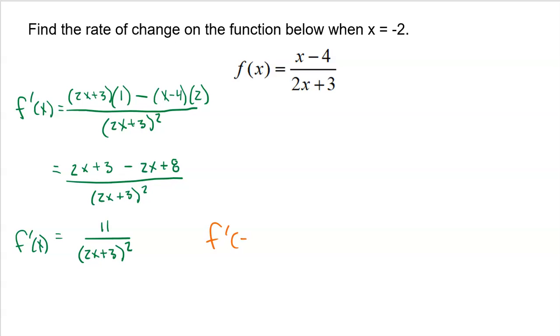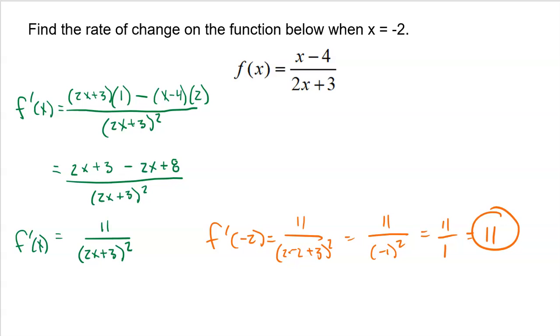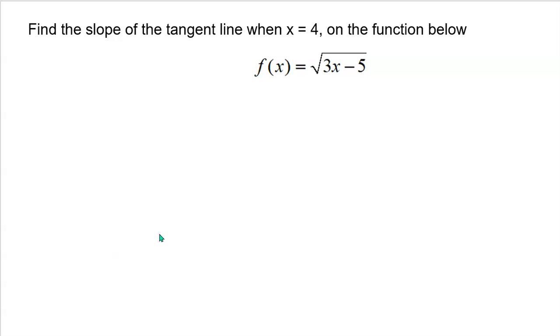So here I go. The derivative when x equals -2 is going to produce the slope at that point, or the rate of change. So that's 11 divided by 2 times -2 plus 3 squared. And I'm going to take my time here. 2 times -2 is -4. -4 plus 3 is -1 squared. That's going to be 11 over -1 squared, which is 1. So 11 over 1 is 11. So the slope of the tangent line, the rate of change of the tangent line when x equals -2 is 11. Easy, easy, easy.